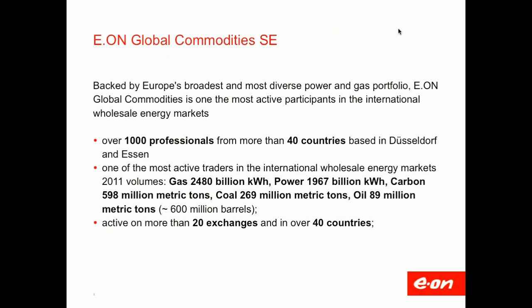Currently, E.ON Global Commodities trades out of its headquarters in Düsseldorf. Apart from that, we have teams sitting in Sweden, in the UK, in France, in Italy, and in Eastern Europe. And on top of that, we are currently in the phase of stretching out to North America, the Middle East, and to Asia by opening small trading shops, offices in Singapore, Dubai, and Chicago.